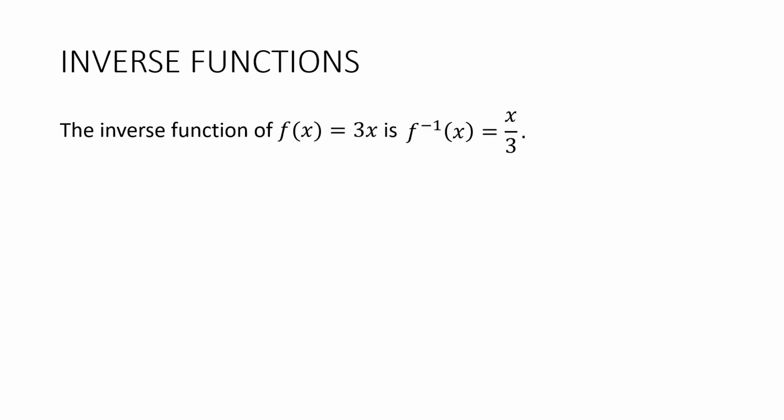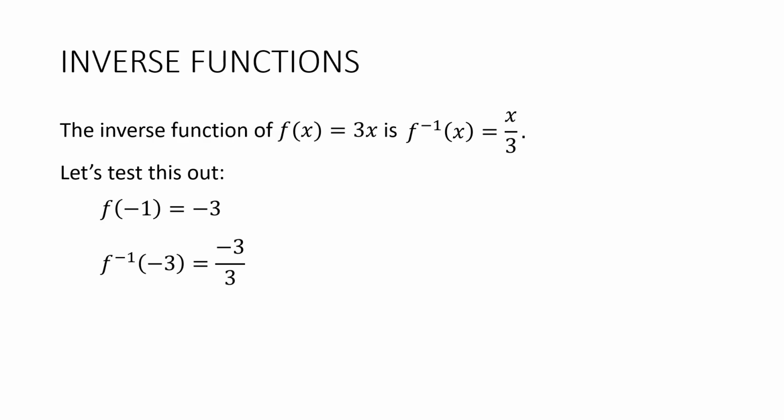Now using our function notation, the inverse function of f of x equals 3x is f inverse of x, which is equal to x on 3. Let's test this out. I'm going to substitute in x is equal to -1. So f of -1 is -3. Now let's work out f inverse of -3. It's -3 over 3, which is -1. So I've ended up with what I started with.